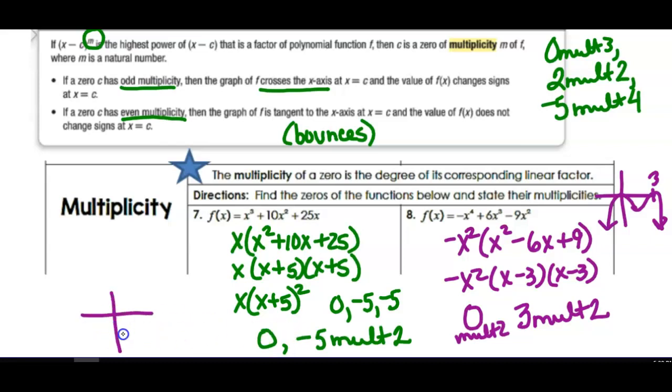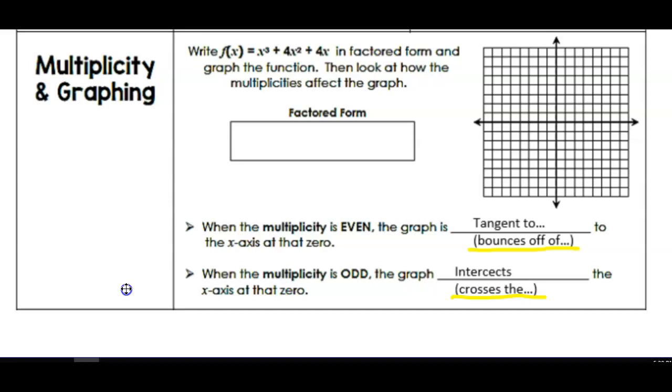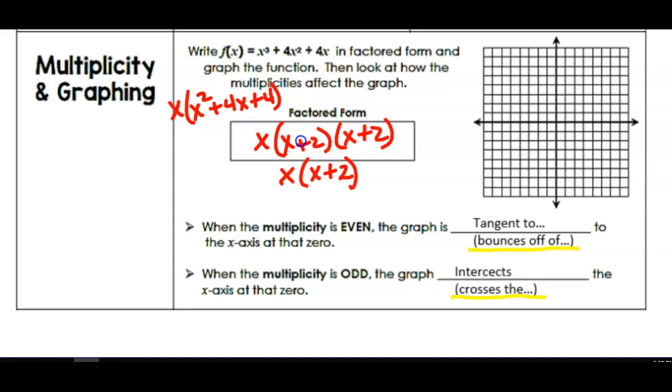And because this is an odd, it's only there once, it would cross at 0, 0. And at -5, it would bounce. Now this was a positive cubic, and -5 is over here. So it would come up at -5, bounce, because it was multiplicity 2, and then it would cross at 0 and keep going, which would give it that degree 3 end behavior. All right, I got way ahead of myself here. If we take out an x, we have an x squared plus 4x plus 4, which factors x plus 2, x plus 2, or x times x plus 2 squared.